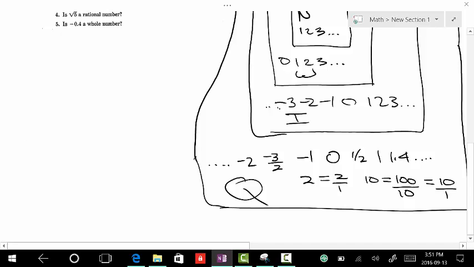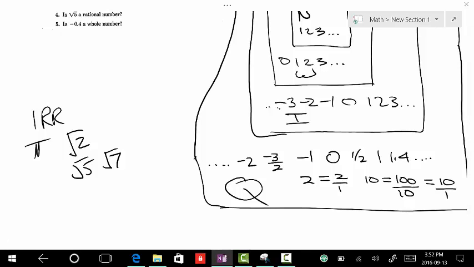Irrational numbers are numbers like pi. The number pi has no exact ratio between two numbers. It's what's called a non-terminating decimal number. It just goes on forever. Other numbers like this are the square root of 2, square root of 5, square root of 7. These numbers have no definite number of decimal places. They're non-repeating. They just keep on going.